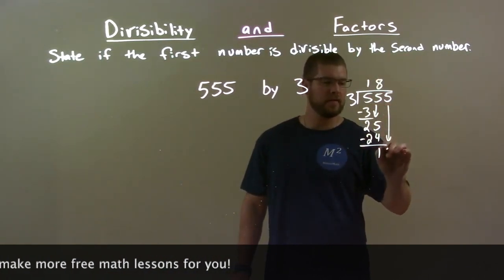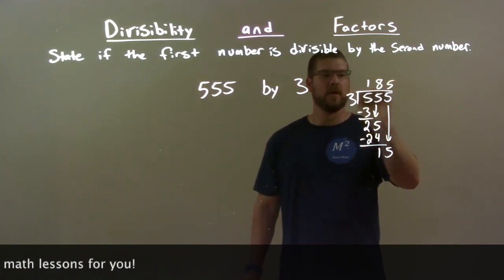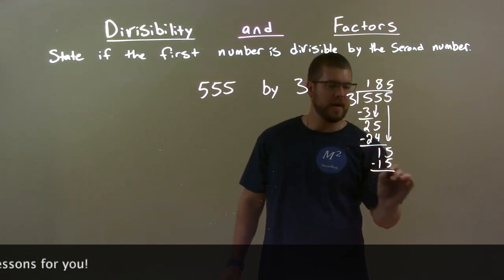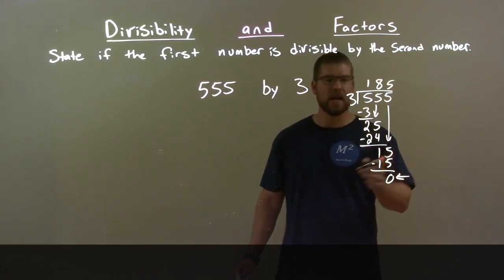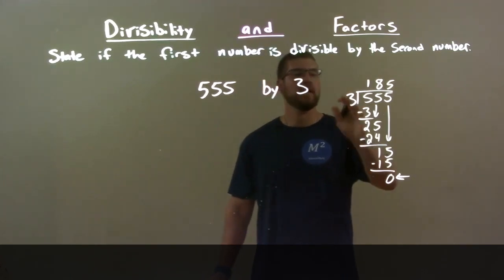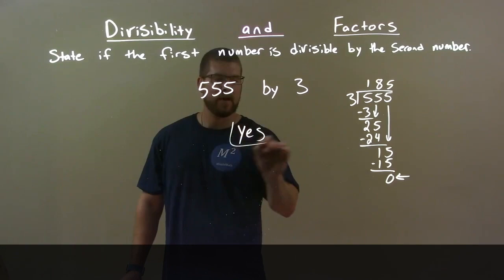Bring down this 5. 3 goes into 15 5 times, because 5 times 3 is 15. And now we end with a remainder of 0. That's the key. End with a remainder of 0. Then 3 goes into 555 evenly. So, yes. Final answer is a yes.